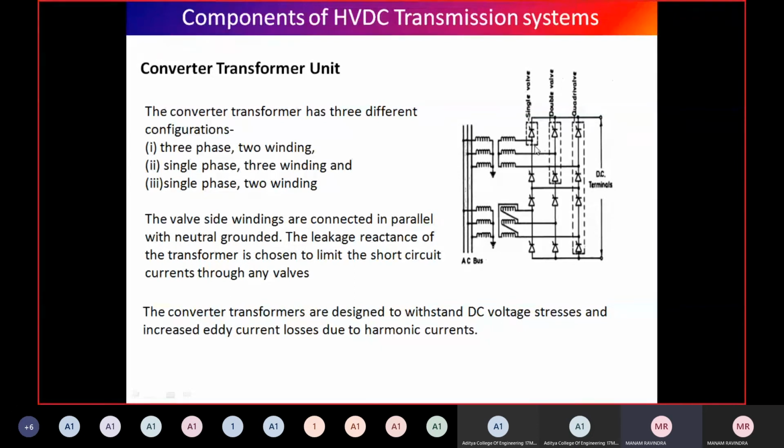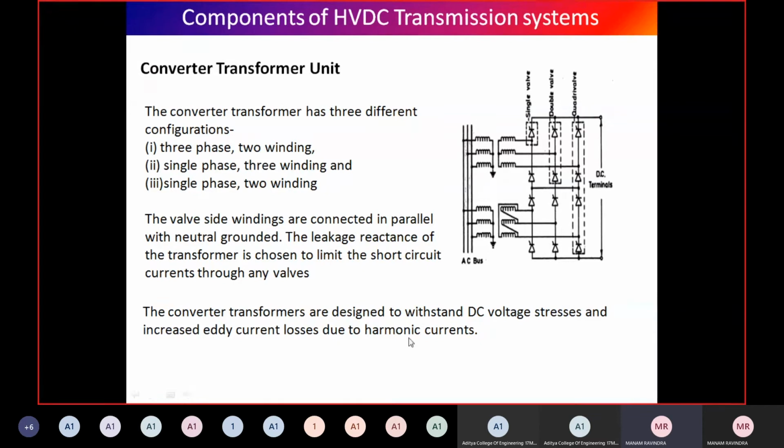That means whatever the overlap occurs, with overlap and without overlap, when we consider the cases, the leakage reactance plays a main role here. That has to be considered here.